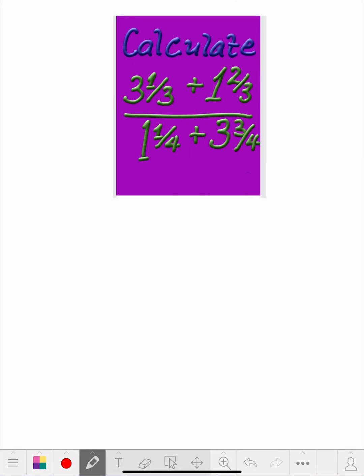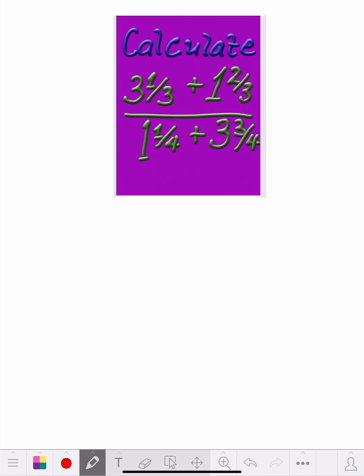The problem I found online today, it's kind of colorful, so I figured I'd pick it. It looked pretty good. It's 3 1/3 plus 1 2/3 divided by 1 1/4 plus 3 3/4. Okay, there's a couple ways to solve this. I'm going to show you the fast way first, and then I'll go through the slower way.